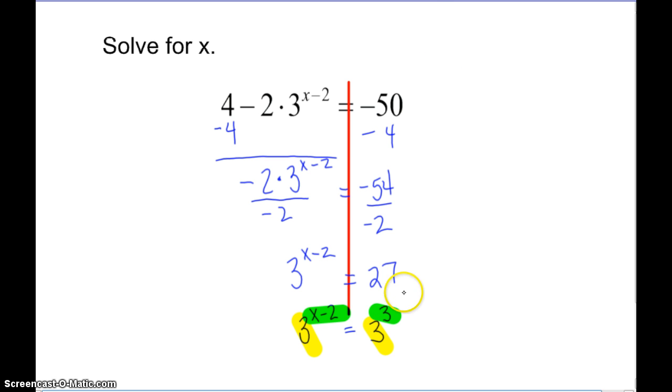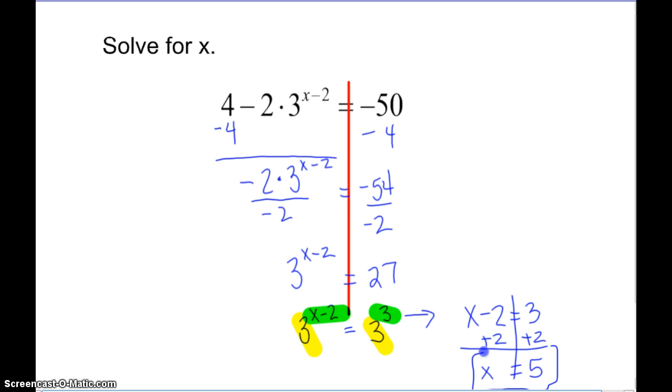Once I've made this connection, I can move off to the side and finish solving by setting the exponents equal to each other. When I do this, I would add 2 to both sides, and that leaves me with an answer of x equaling 5. Again, if I want to verify this, I can check it by plugging 5 in for x and doing my simplifying. So let's just go ahead over here on the side and check my problem.